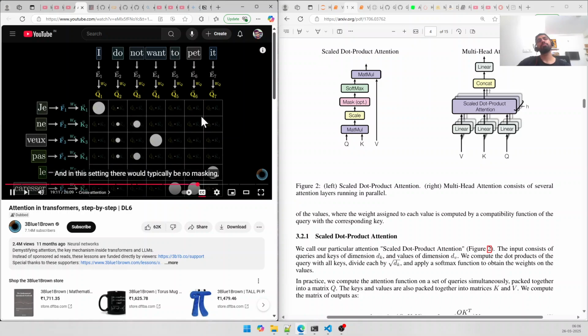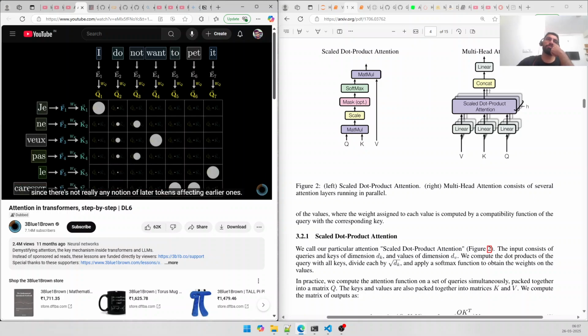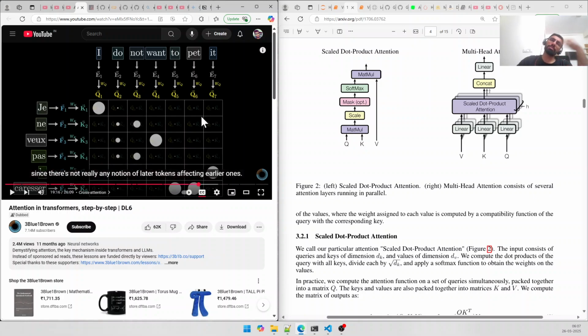And in this setting, there would typically be no masking, since there's not really any notion of later tokens affecting earlier ones. Masking means that the tril or something that we were doing, right? Minus infinity on one half, the triangular half of the matrix.